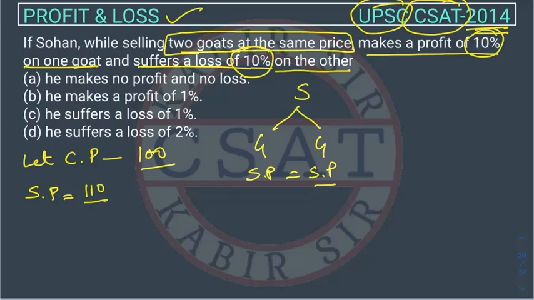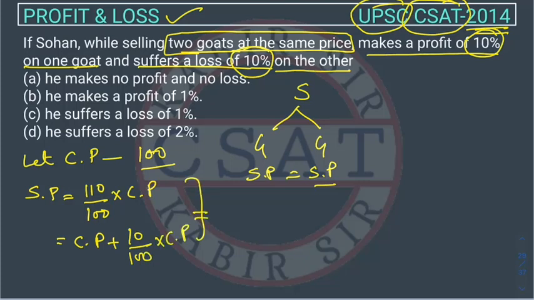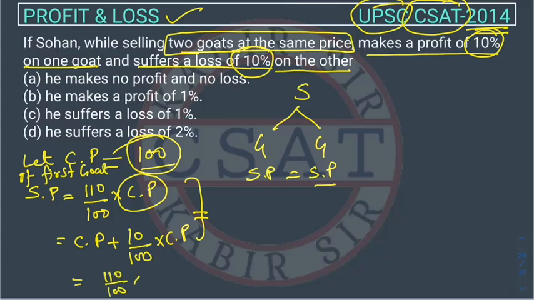So either we can write directly 110% of cost price, or otherwise you can write cost price plus 10% profit over cost price. So these both are the same. So what will be the selling price? We assume CP as 100 for the first goat, right? So it will be 110 upon 100 into 100. So this 100 will cancel this 100, and the selling price is 110.